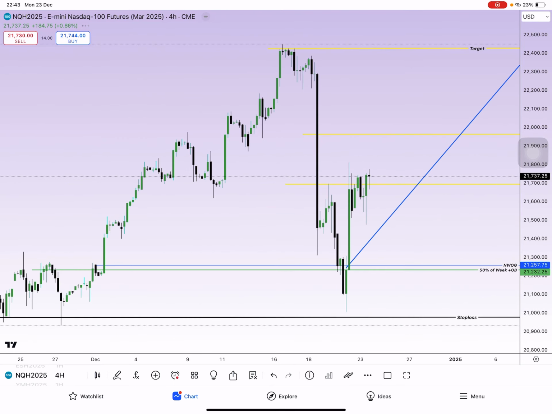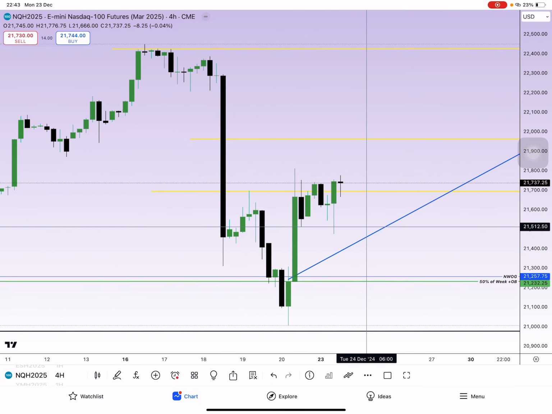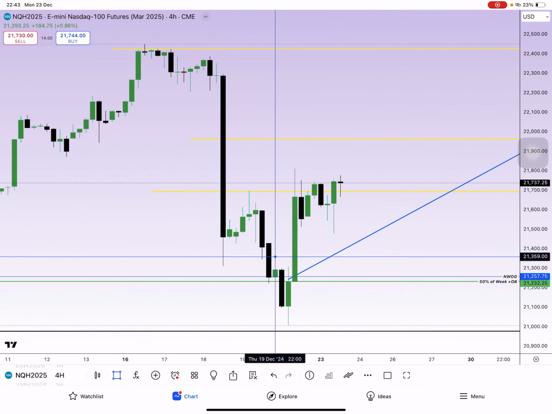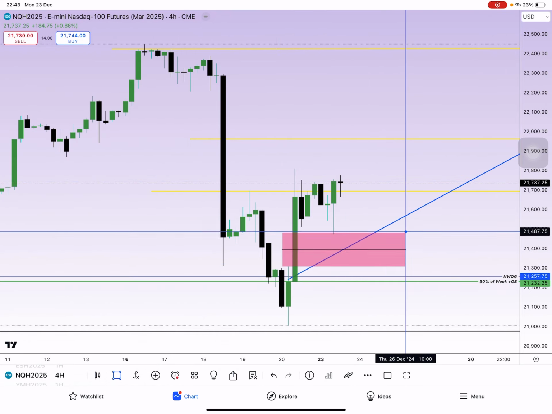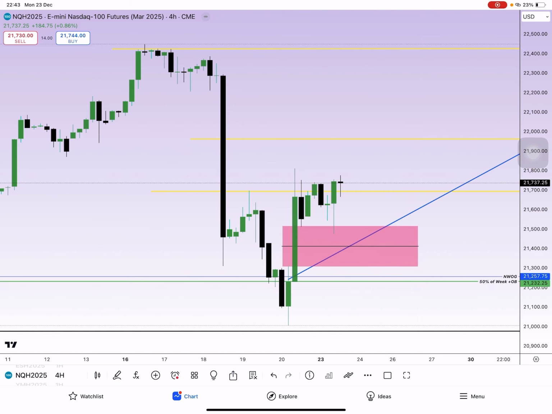Let's go on 4 hour. Yeah, the 4 hour has tapped this fair value gap in here. You see, this one didn't retrace back to the equilibrium, which shows it has some strong momentum for going to take the buy side.